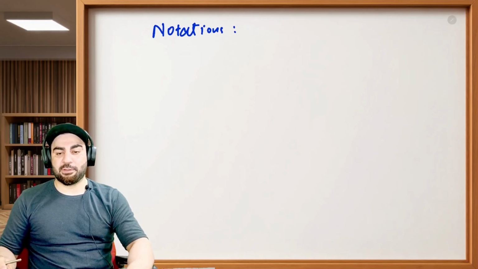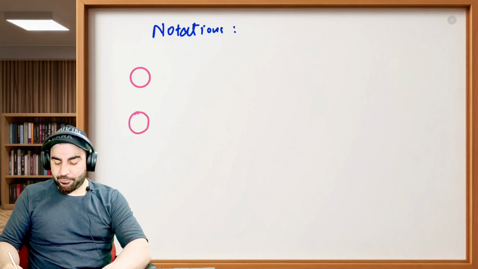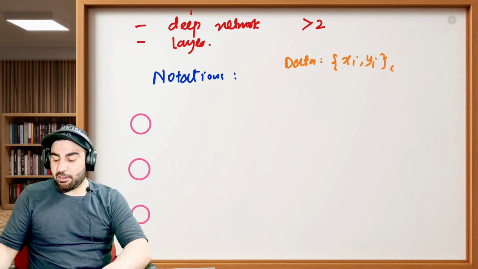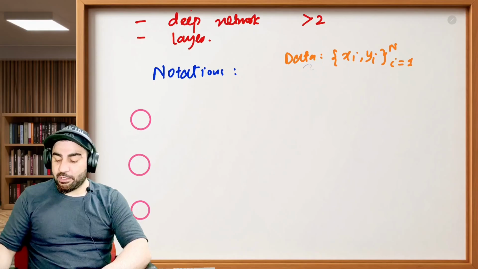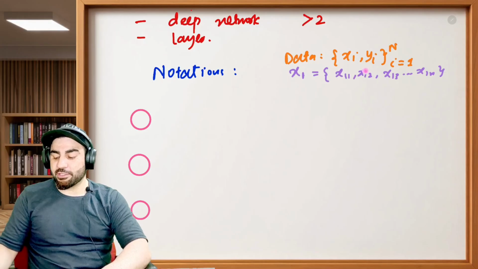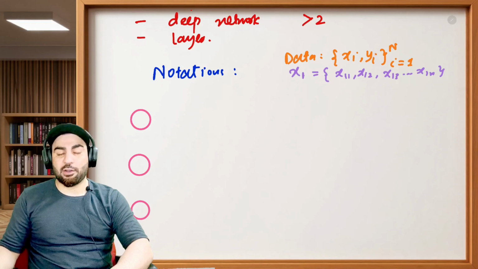Let me form a network first. Let me draw a network. So this is our input. And you know how we represent data. Data is represented like this: xi and yi, and i goes from 1 to n. Now if I take just one point, x1, it will have x11, x12, x13, and so on, x1n. So this is one data point. These are the features: the first feature, second, third, fourth, fifth, and so on till the nth feature. This is our data, and this is our corresponding label.